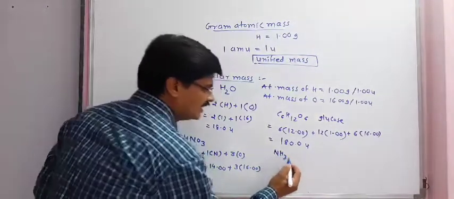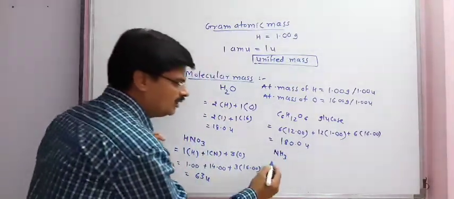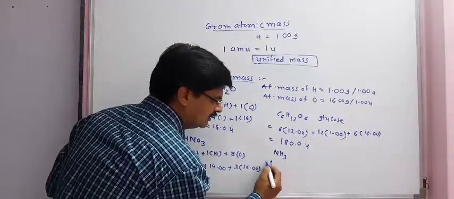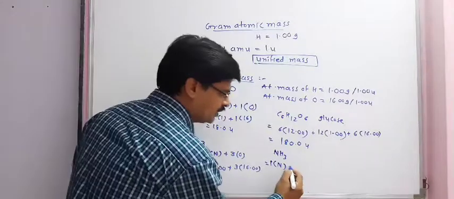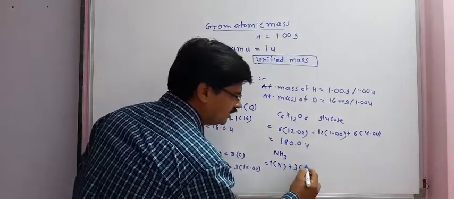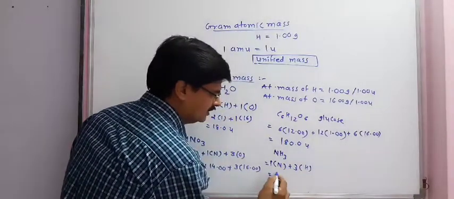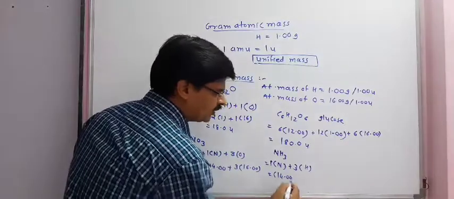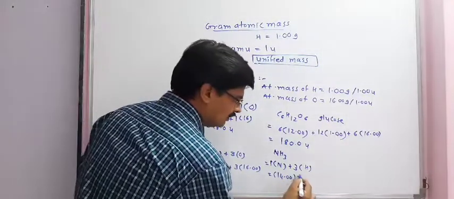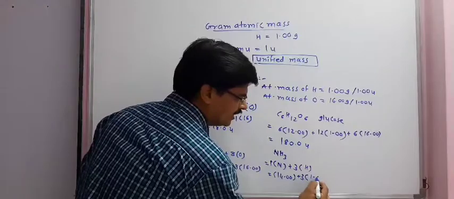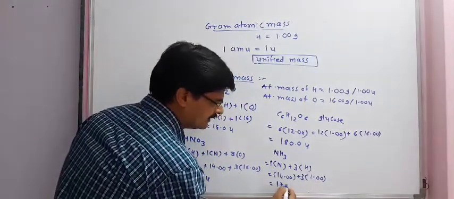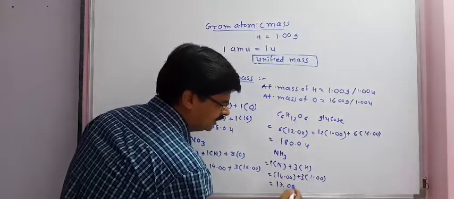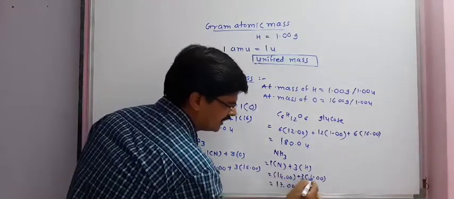NH3. The molecular mass of NH3 is equal to 1 into the atomic mass of nitrogen plus 3 into the atomic mass of hydrogen. The atomic mass of nitrogen is 14, plus 3 into the atomic mass of hydrogen, which is 1. Therefore, we will get 17.00 unified mass.